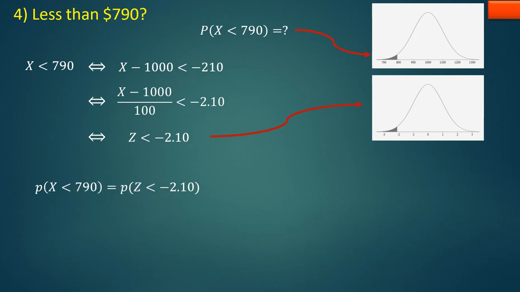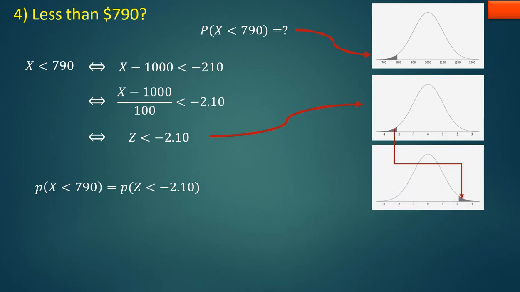We've got here a negative value, which is minus 2.10, and in order to use the table, we need to transform this value into a positive value. We remark that the area on the left side of minus 2.1 is the same as the area on the right side of 2.1. So we could write that this probability equals the probability of z greater than 2.10. But still here we have one problem: the table of the standard normal distribution gives the probability between 0 and the positive value.